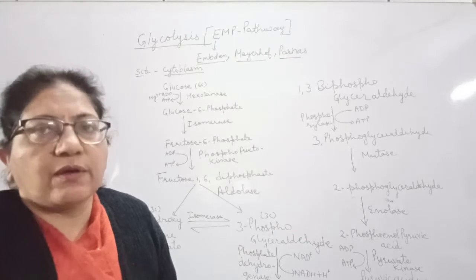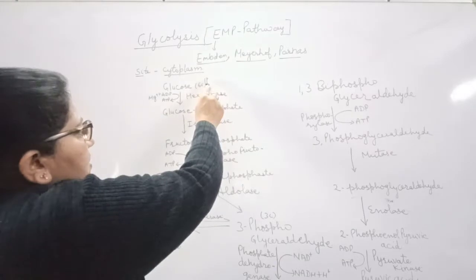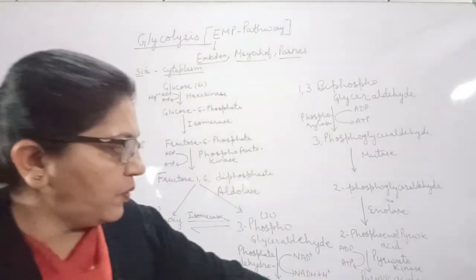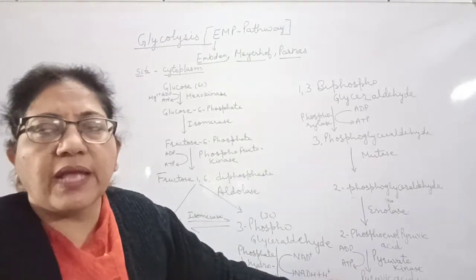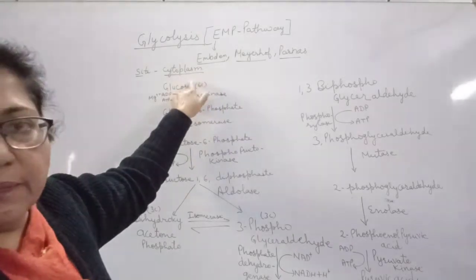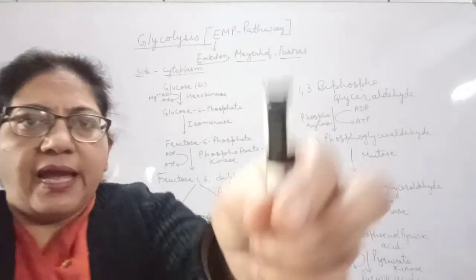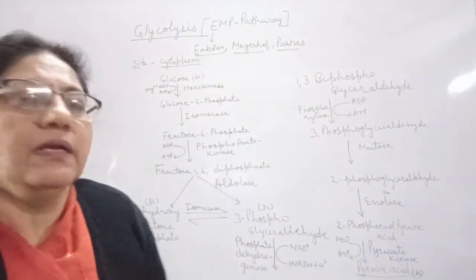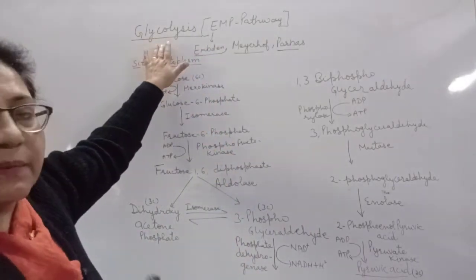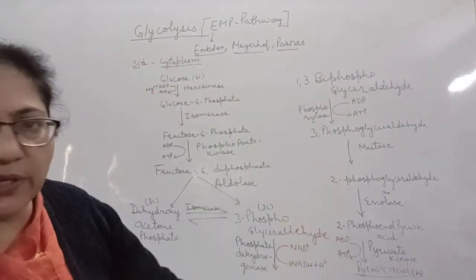What do you mean by glycolysis? Glycolysis is the process in which glucose is broken down into two molecules of pyruvic acid, which is a 3-carbon compound. So from a 6-carbon compound you will get two 3-carbon compounds, that is pyruvic acid. So glycolysis is the breakdown of glucose into pyruvic acid, a 3-carbon compound.